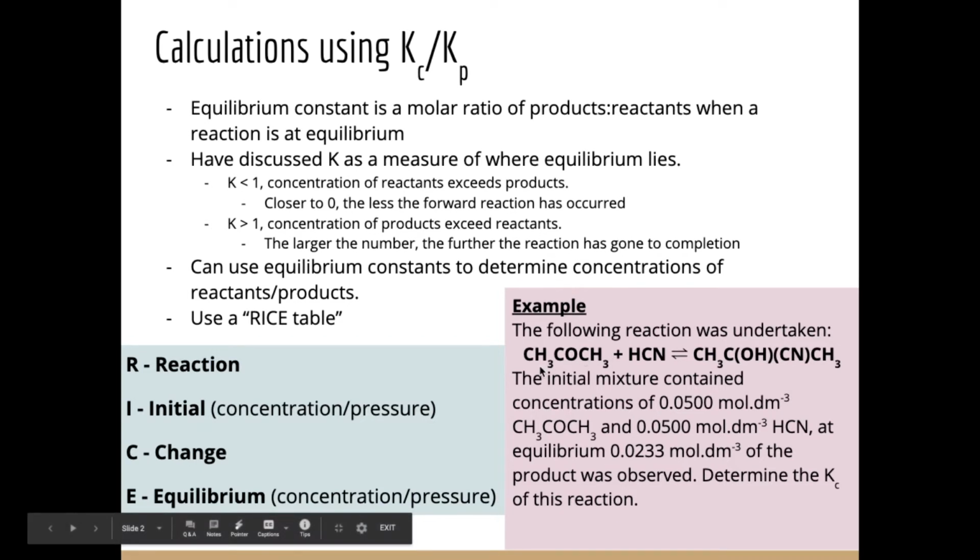All right, we have a reaction here. We're reacting this and this to get that. The initial mixture contained so much concentration of each of those, and at equilibrium we had a concentration of the product. Determine the Kc of this reaction. All right, so RICE, the first thing we want to do is write the reaction down. So let's go to our whiteboard and let's do that.